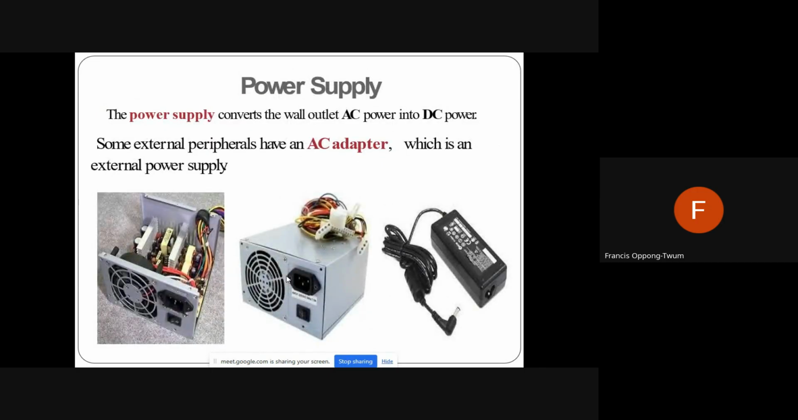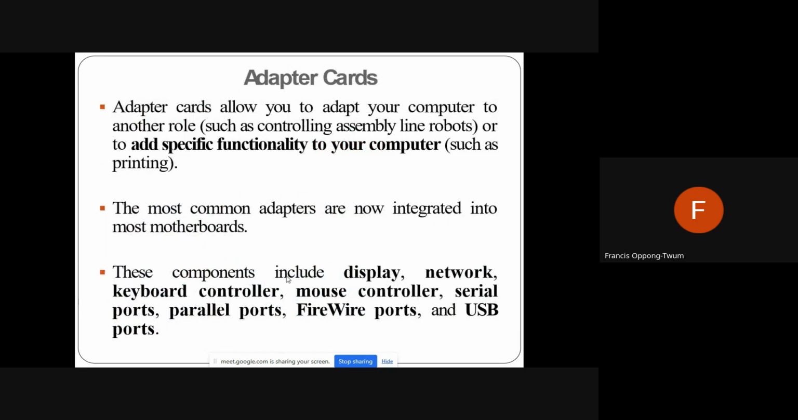Please, any question on the power supply? Question on the power supply. So if I ask the question, what is the main purpose of the power supply, the main function of the power supply? Yes, who can answer it for me?